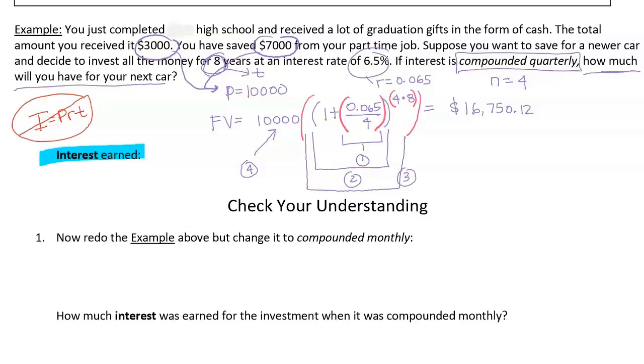Let's think about what happened. We started off with $10,000 in the account. And that $10,000 just sits in the account and we do nothing to it. We just leave it there. When we come back 8 years later, we now have $16,750.12. So the difference between those is going to be the interest that was earned.